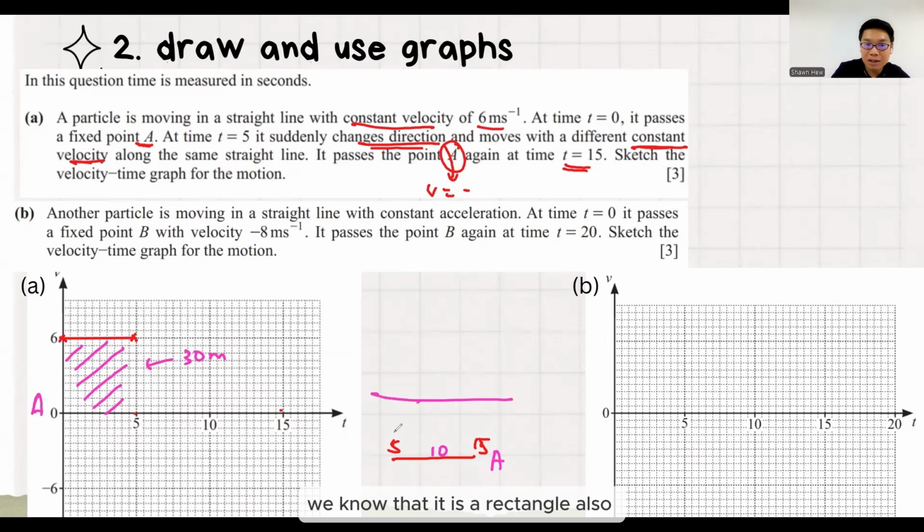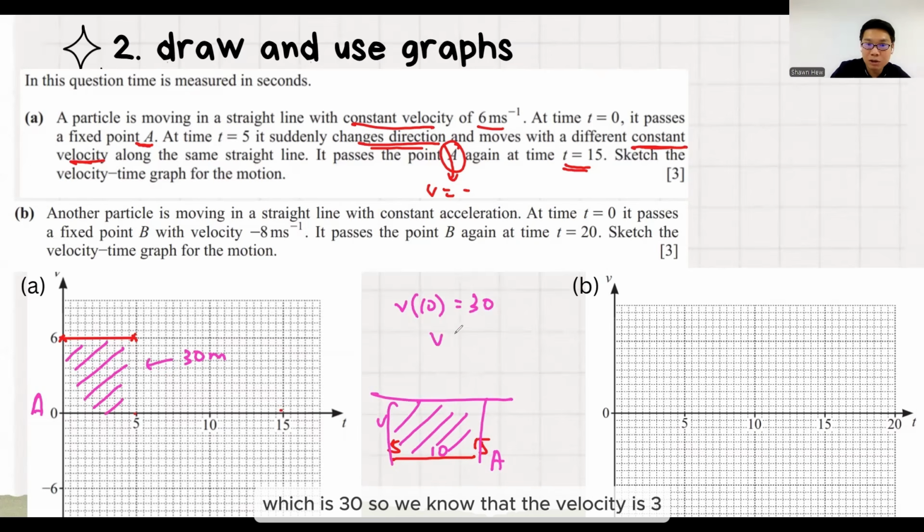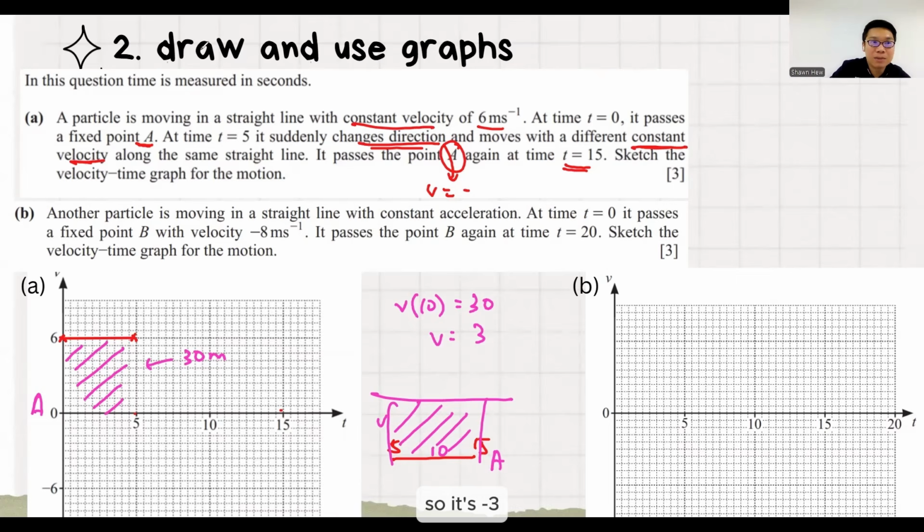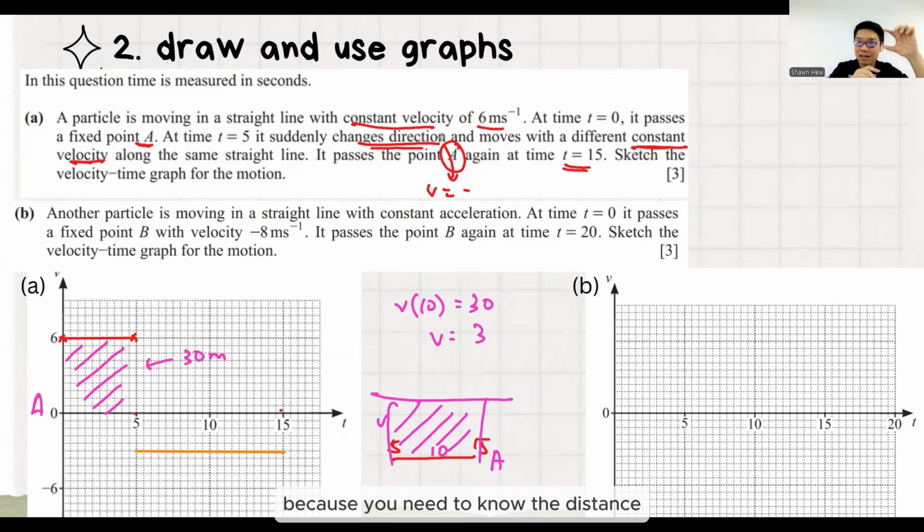We know that it is a rectangle also. v times 10 will go back to the same distance, which is 30. So we know that the velocity is 3 and it moves in the opposite direction, so it's -3. So it involves a bit of calculation, because you need to know the distance after it changed direction is the same because they go back to position A.